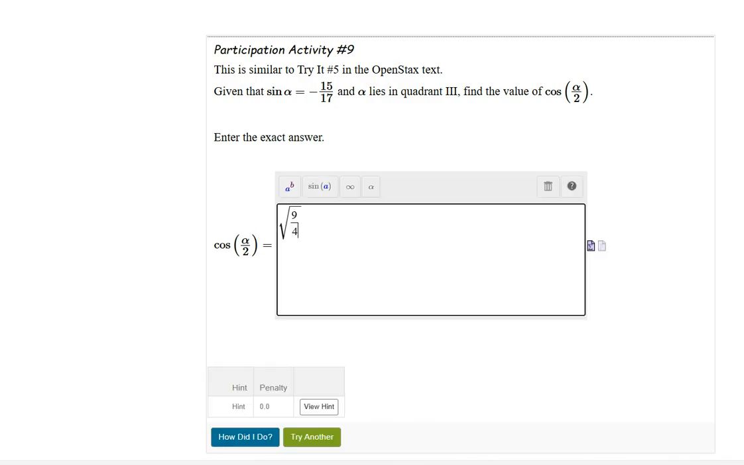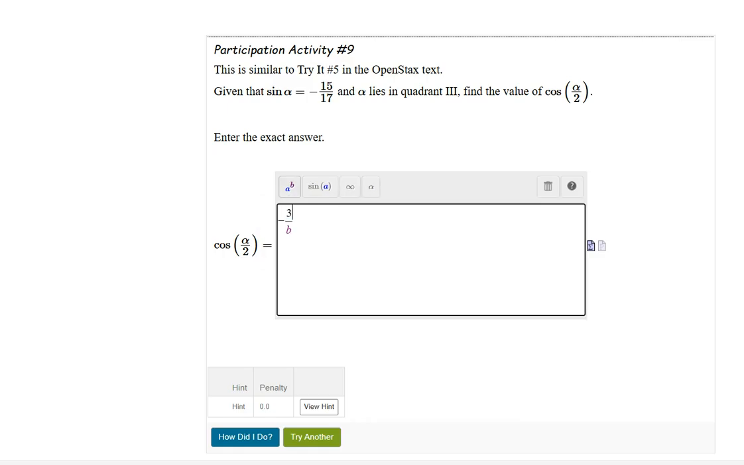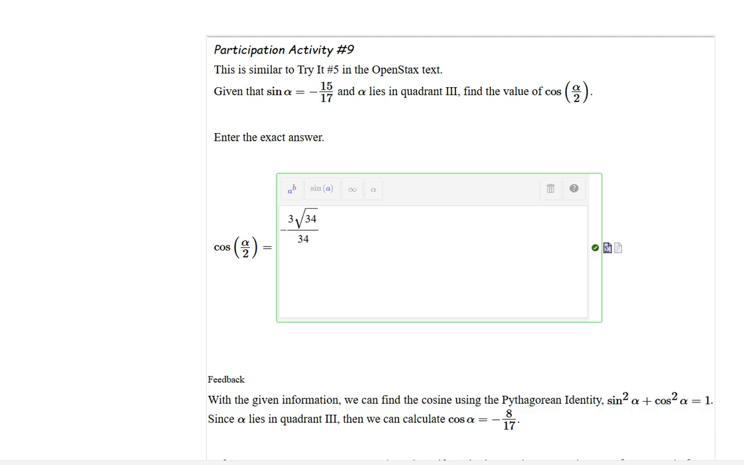Let's just delete all this. I want negative 3 square root of 34 over 34. You better be right this time. There we go. Finally.